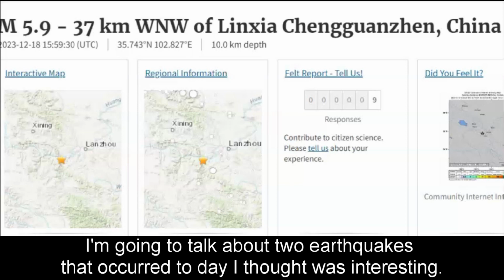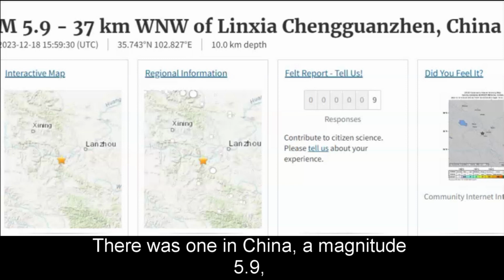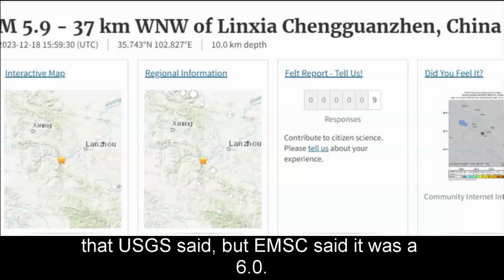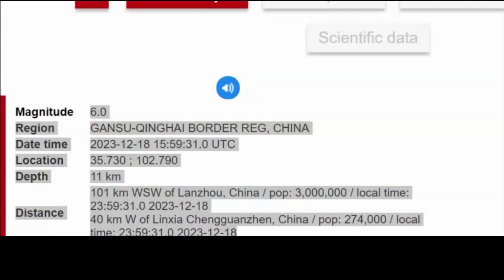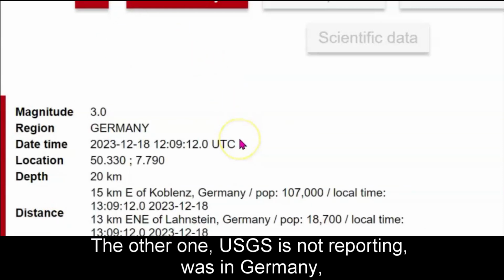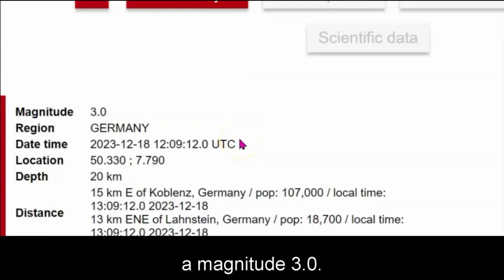I'm going to talk about two earthquakes that occurred today I thought were interesting. There was one in China, a magnitude 5.9 that USGS said, but EMSC said it was a 6.0. The other one, USGS is not reporting, was in Germany, a magnitude 3.0. I'm going to start with that one.